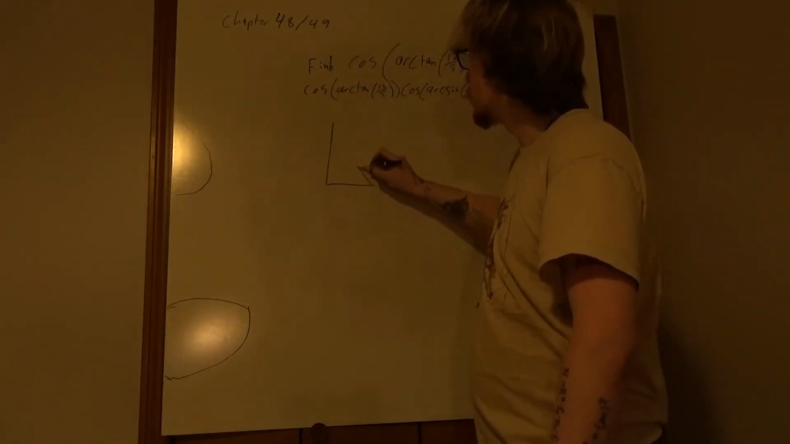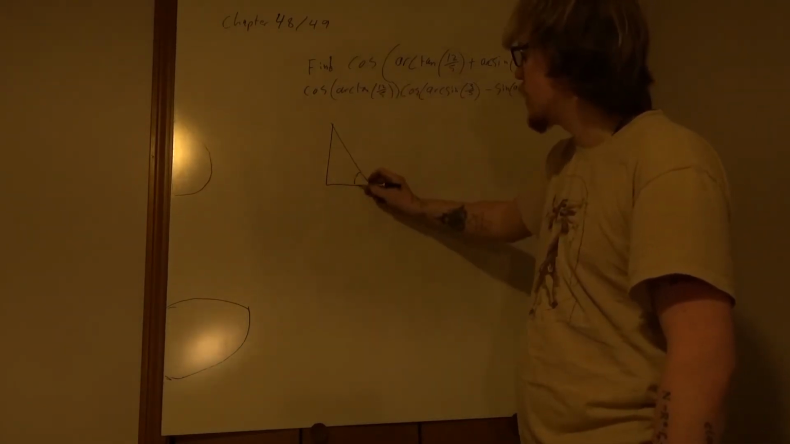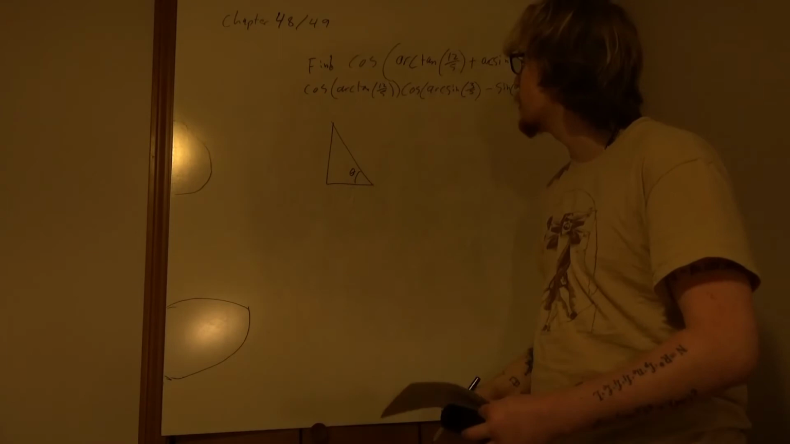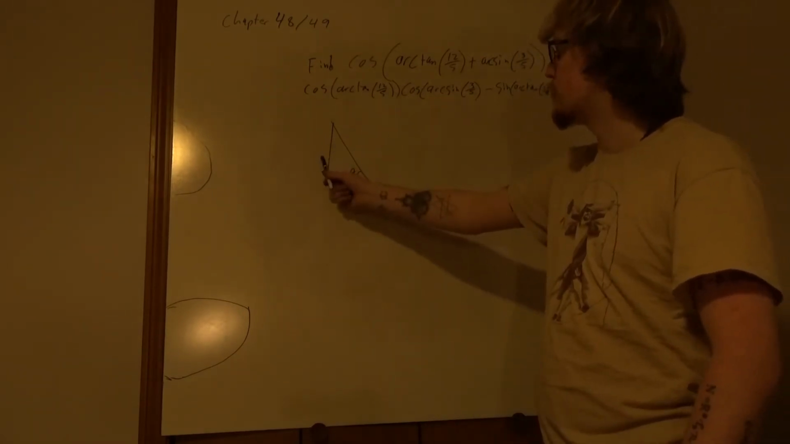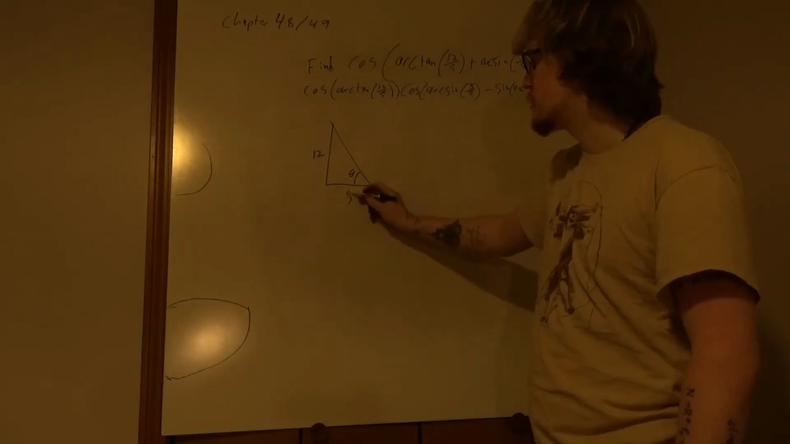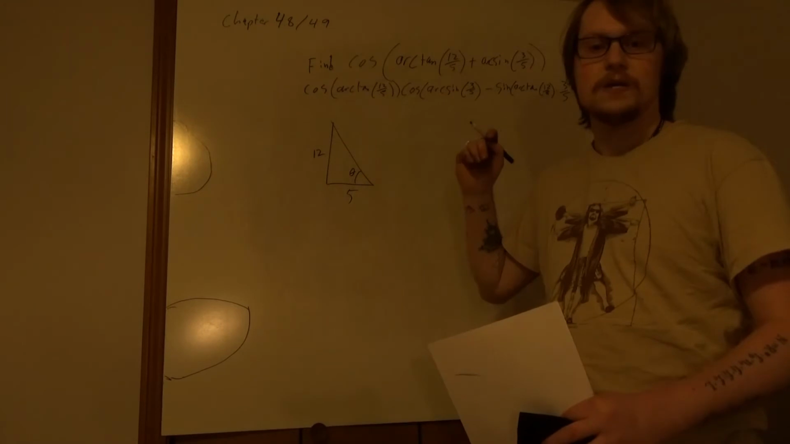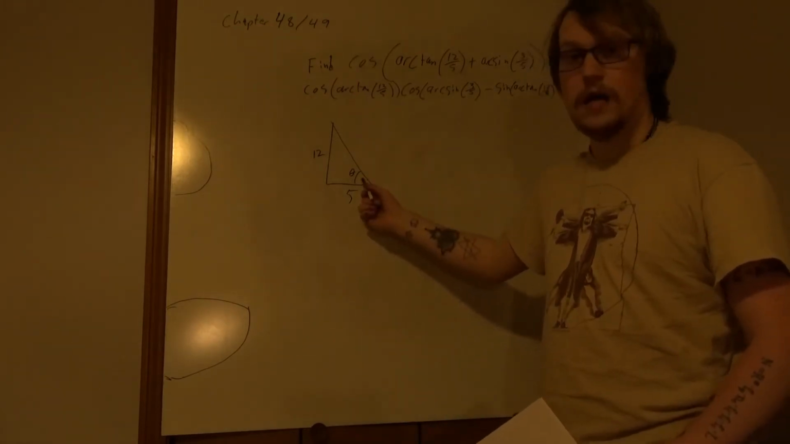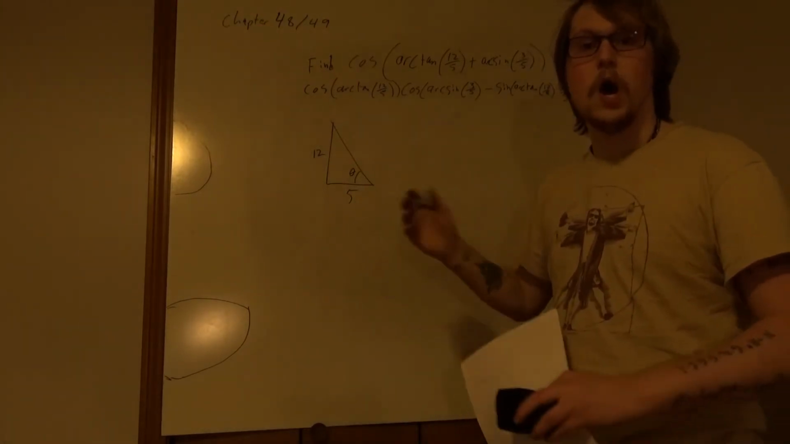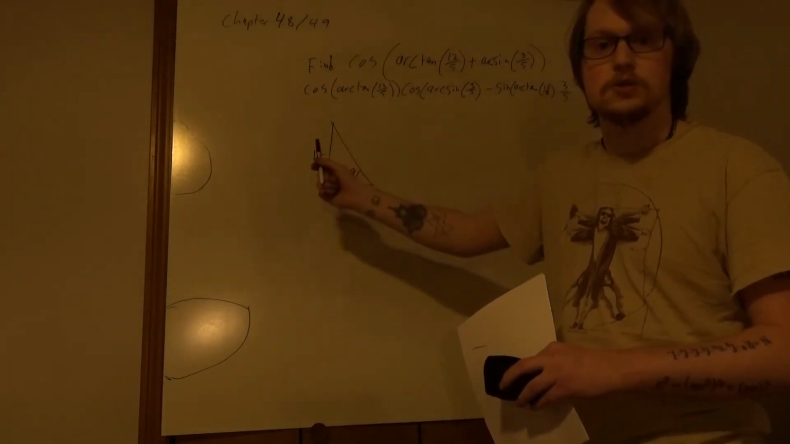So if I draw the triangle that arctan of 12 over 5 is talking about, and I call this angle theta, then the opposite side from theta has to be 12, and the adjacent side of theta has to be 5. This is just because when we have tangent of theta, it would be 12 over 5. So the arctan of 12 over 5 is theta, and it describes this triangle.